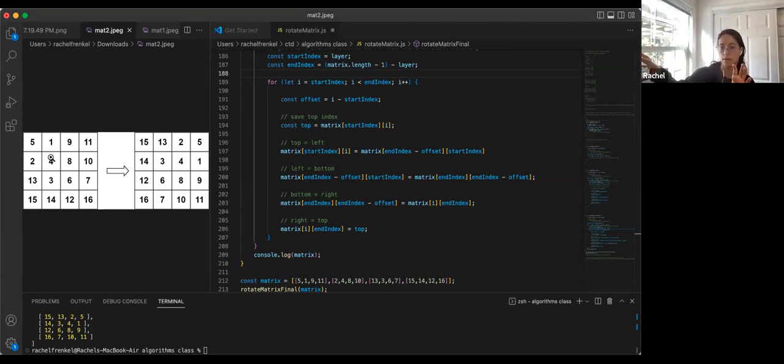You're saying, okay, it's the length minus 1. The minus 1 is just so that you don't swap a corner twice, but it's your length minus the layer number. It's the same thing as your starting index starts with the layer, your end index is just the length minus 1 minus your layer number. So it's the same thing. You're just going in an even amount on each side.